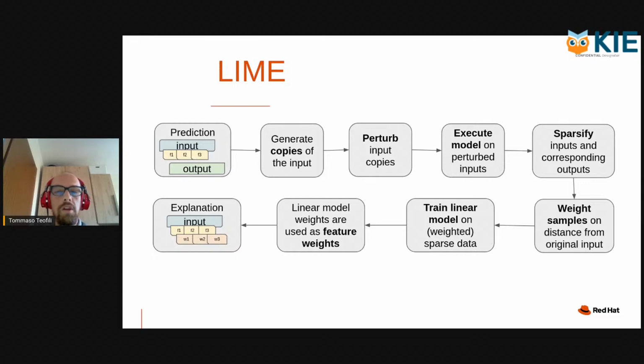After having perturbed the copies of the input, the model is called on those perturbed input copies. And at this point, the interpretable model is generated. In order to be interpretable, the data is sparsified so that we can actually look at what kind of features are available or not available in a given perturbed example. Before training the linear model, the sample weights are calculated. Given the prediction input to explain, we give more importance to those perturbed inputs which are closer to the original input. And finally, those weights are used to train the linear model on the sparse data. The explanation is, in the end, composed of the weights of the linear model, and they are used, as we said, as feature weights.